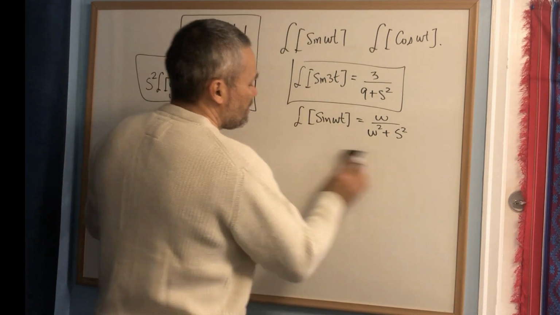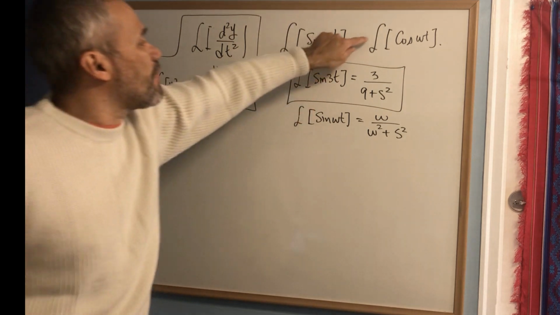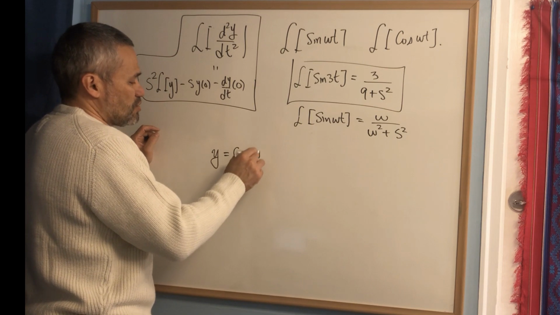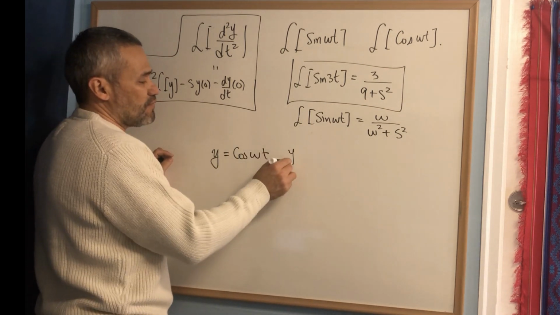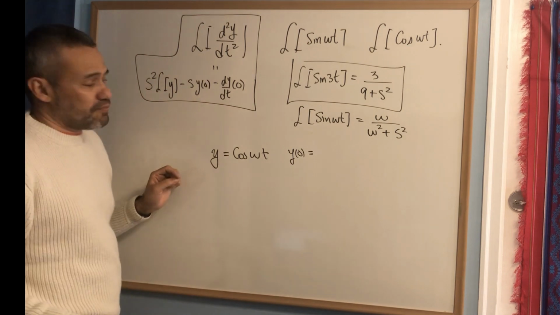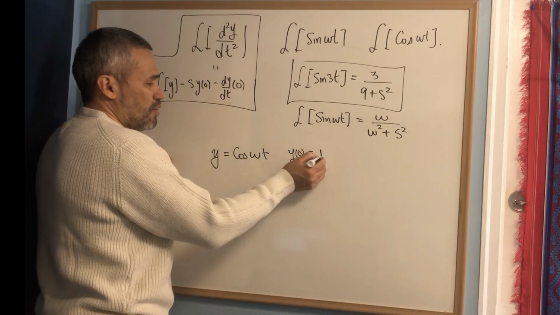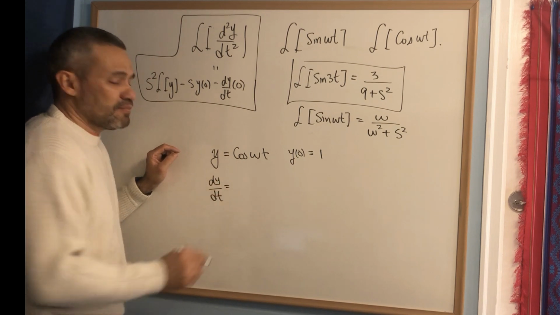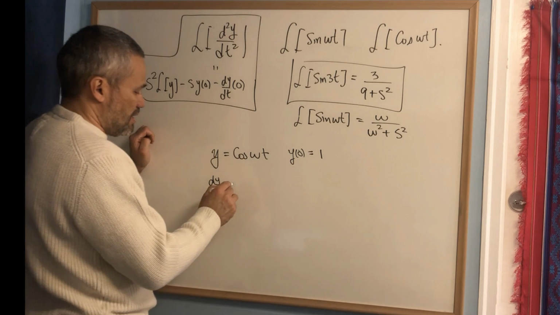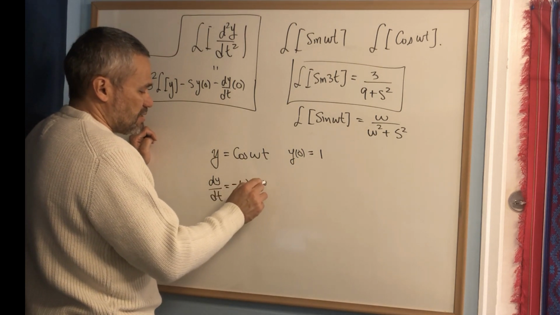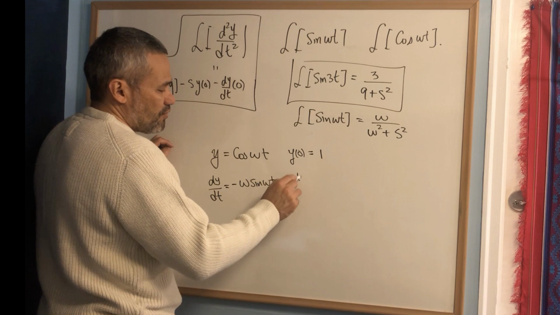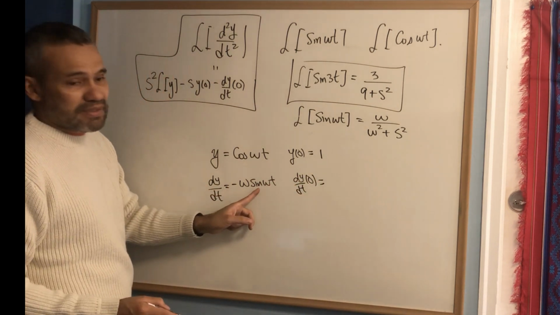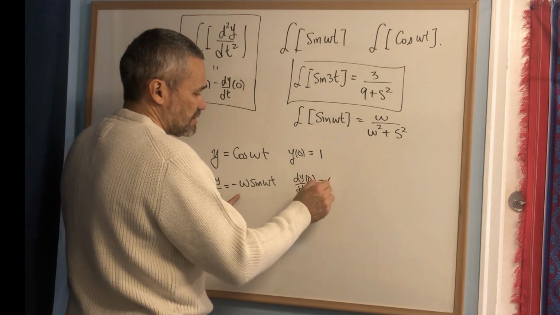Then we have this formula. Let's do cosine of omega t. Let's suppose that y is cosine of omega t. What is y of 0? Y of 0 would be 1, right? What is the derivative, dy dt? dy dt is negative omega sine of omega t, and therefore the derivative evaluated at 0 would be, since sine of 0 is 0, just 0.